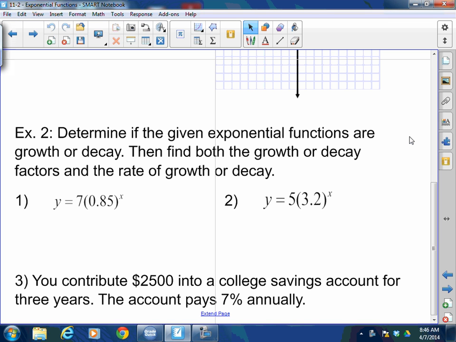Today we are continuing with 11-2, the exponential functions. It was a long lesson, so we're going to get right to it.